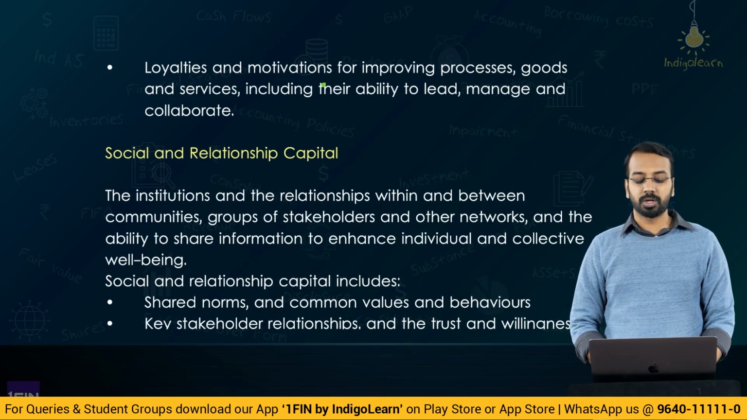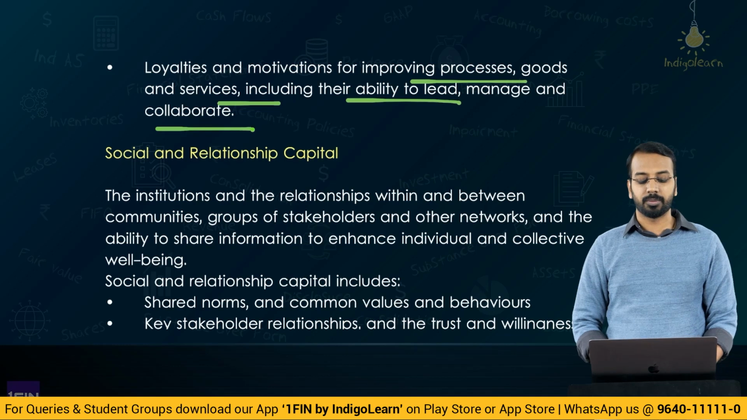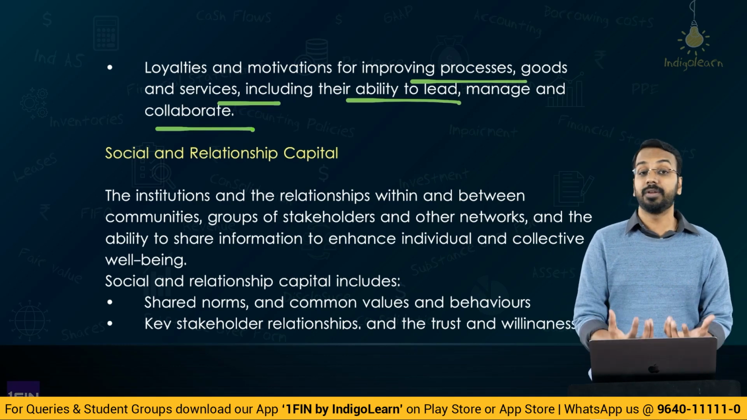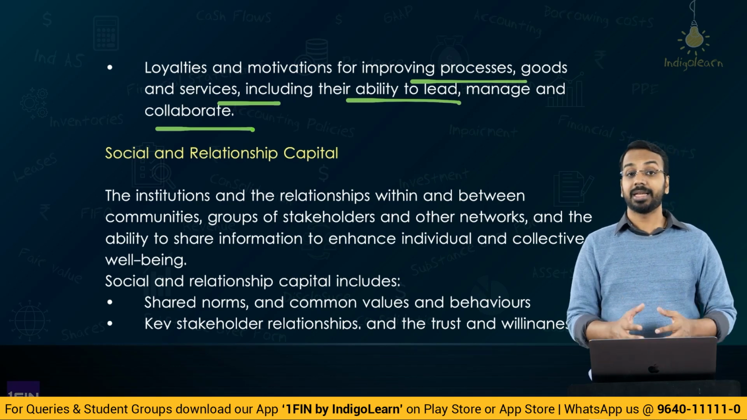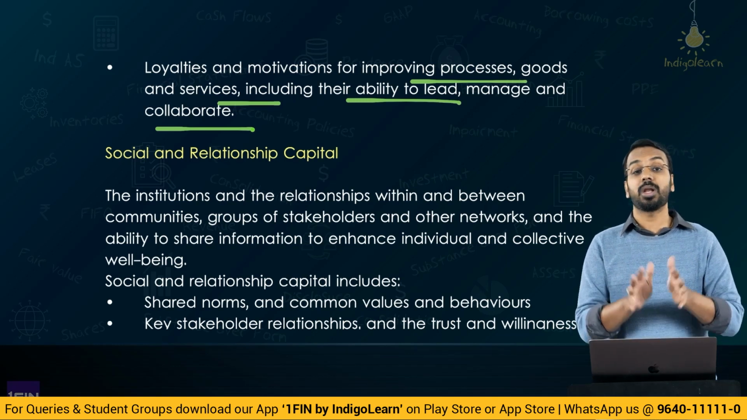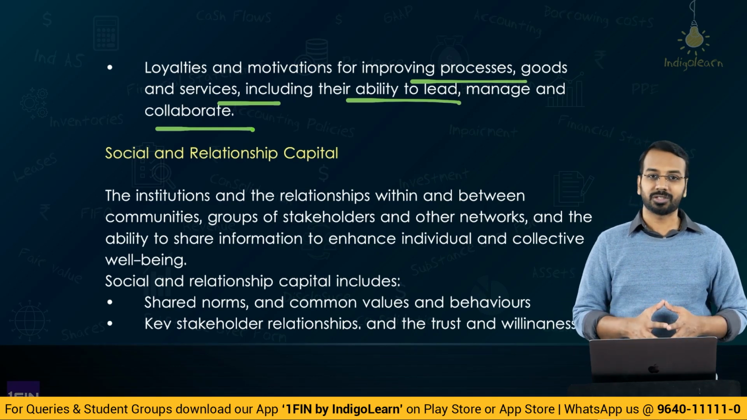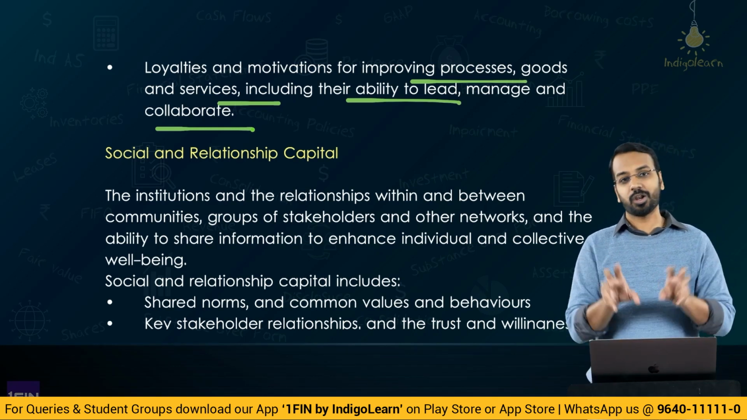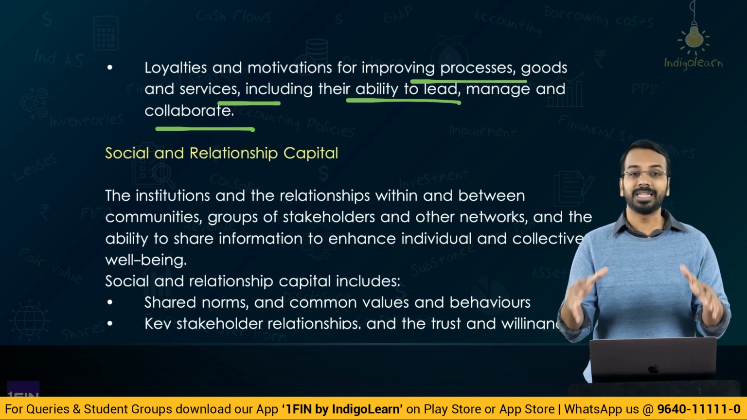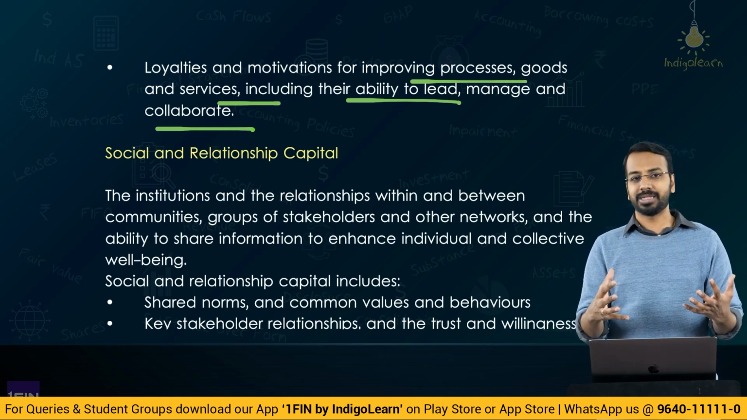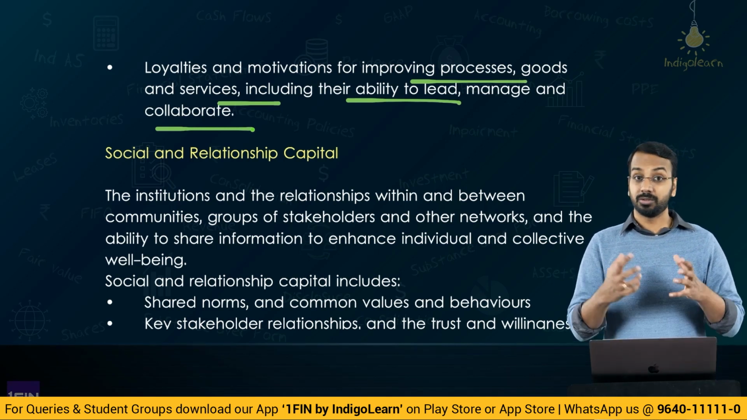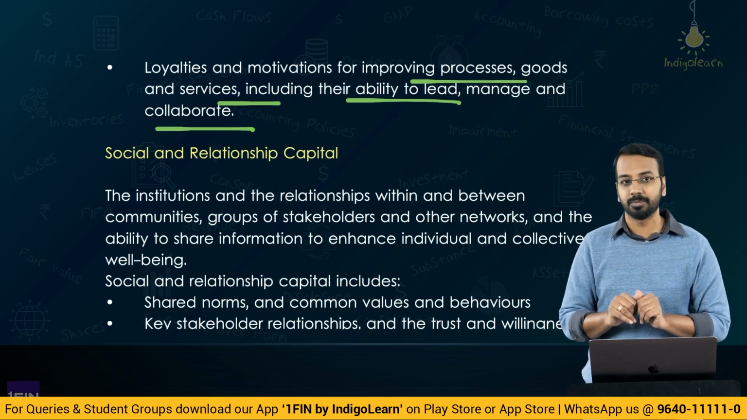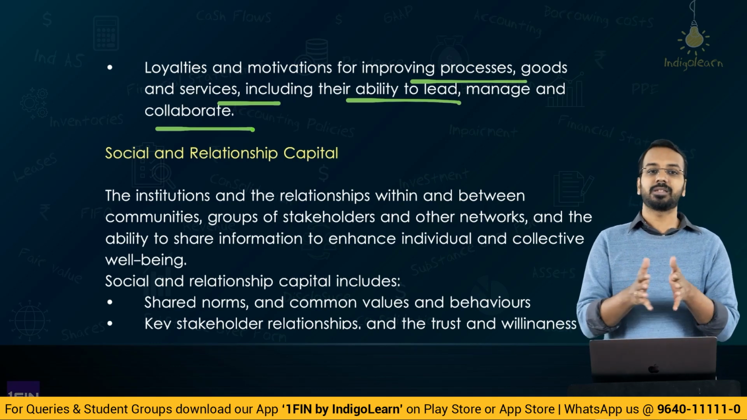Then loyalties and motivation for improving processes, goods and services, including their ability to lead, manage and collaborate. So are they loyal? Are they motivated? Can they improve the process? Can they improve the goods and services being offered? Right, then can they lead a team? Can they manage a team? Can they collaborate with other teams? And that is how the organization functions. Human beings are building blocks of an organization. You need someone to lead the teams who are working in an organization. For example, if you look at companies like TCS, Infosys and all, where lakhs of employees are employed, you need someone to manage the team. You need someone to lead the team. Do you have experienced staff who can manage the team, who can lead the team?